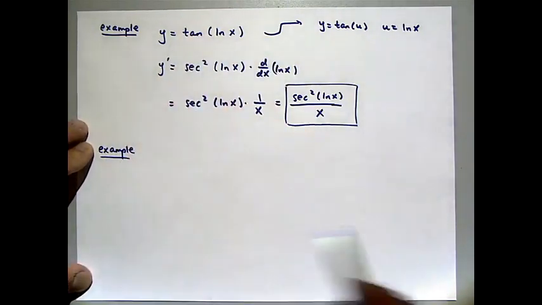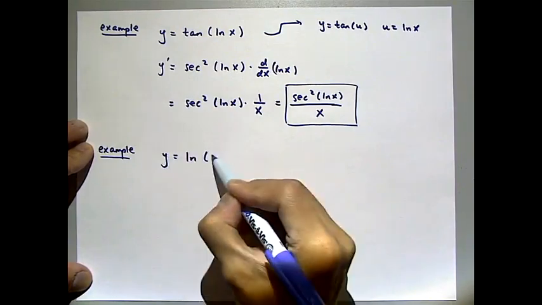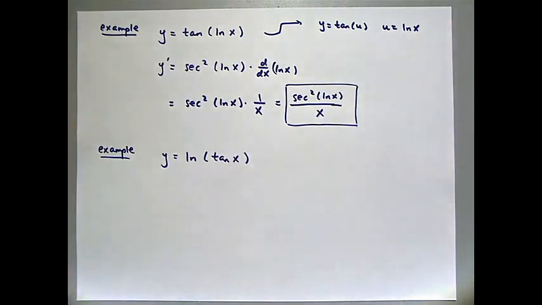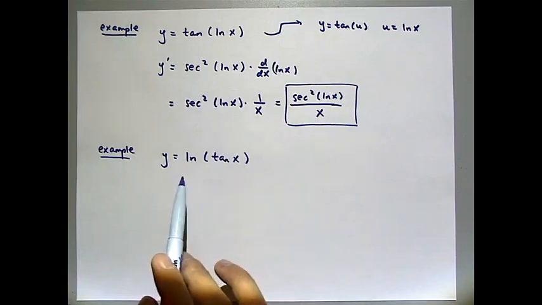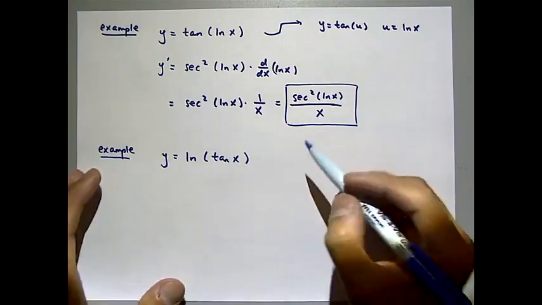Let's swap these things around. Let's say we have natural log of the tangent of x. So for this one, we'll just use the modified basic rule for natural log. This is the chain rule version of this. We have natural log of u, where u is something more than just an x.